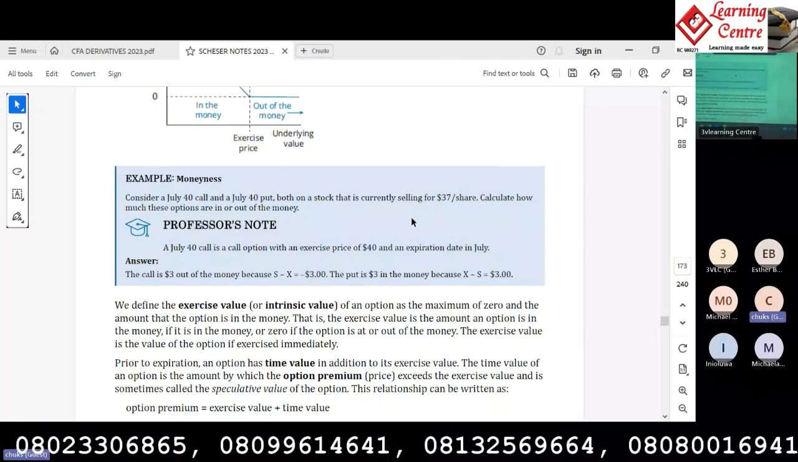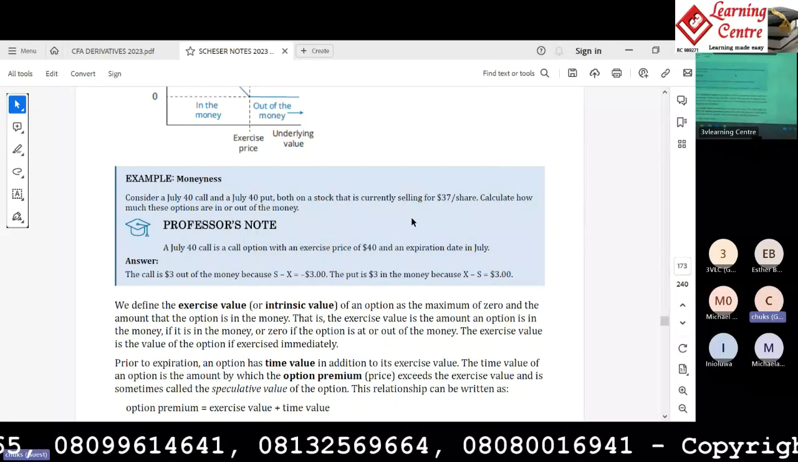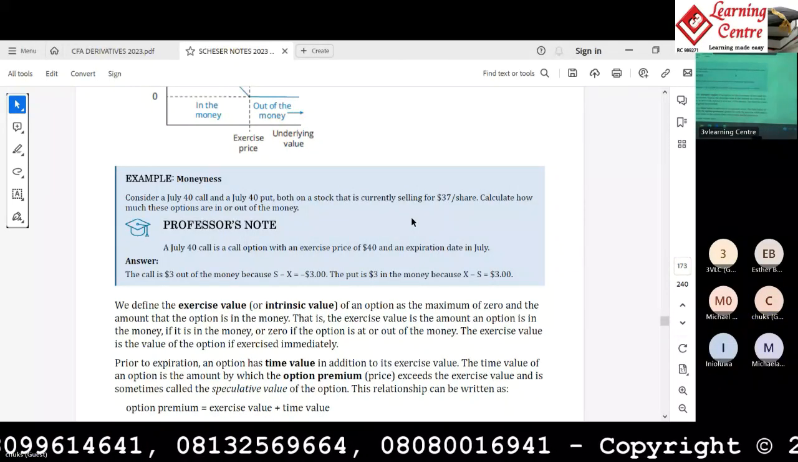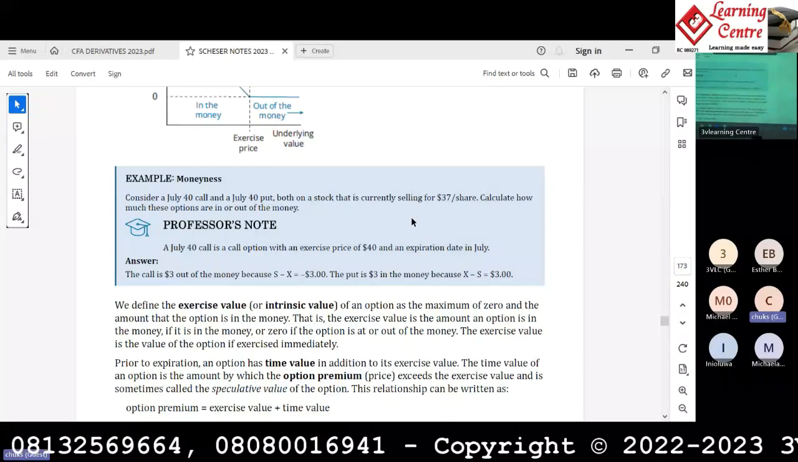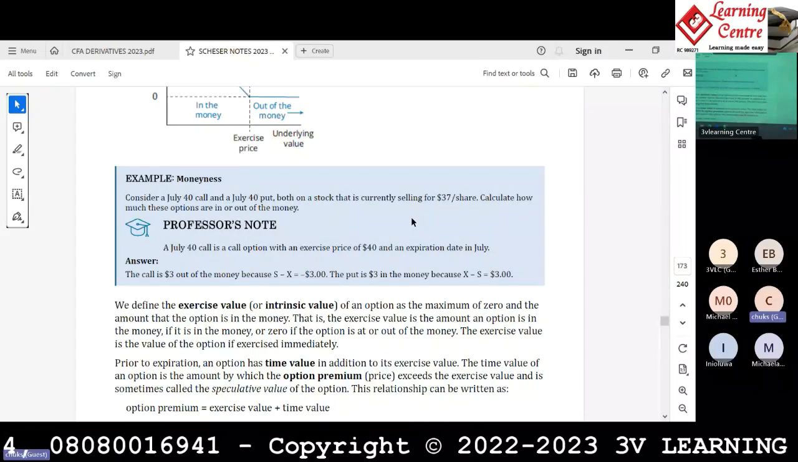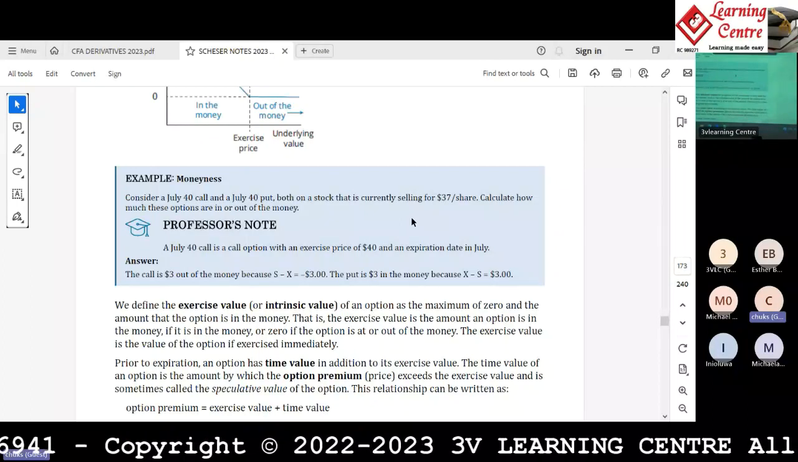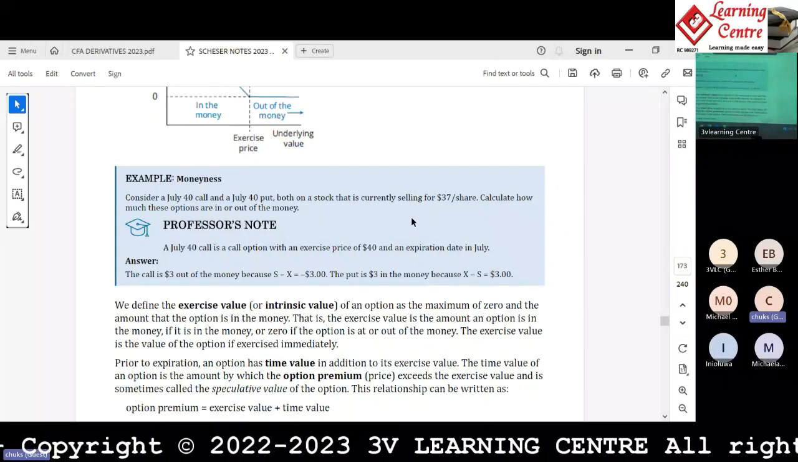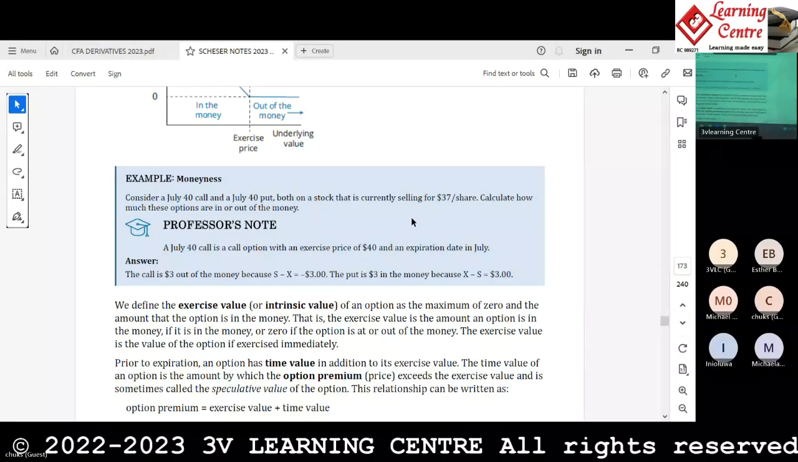Because what's the worst that will happen? The stock price moves from $37 to $0. That has no value. The maximum benefit you can get is 40. The maximum loss the seller will lose is 40. You cannot lose more than 40. So for the put option, the maximum benefit is the exercise price. And then for the other one, the maximum is almost limitless, basically.